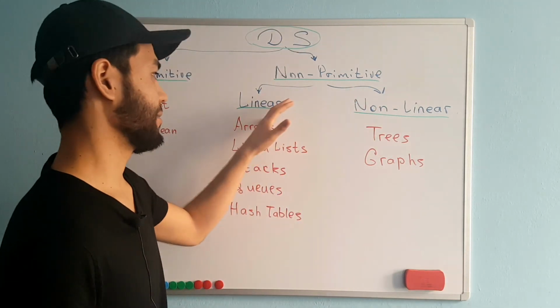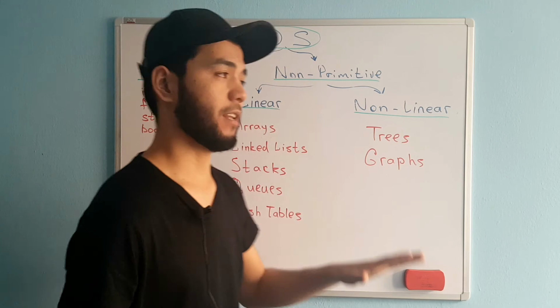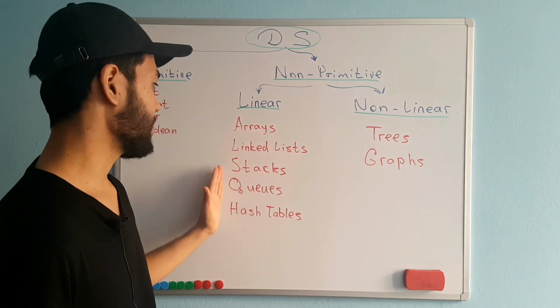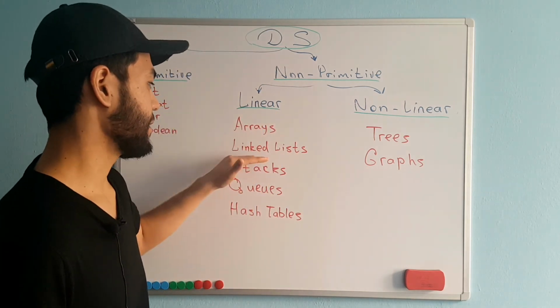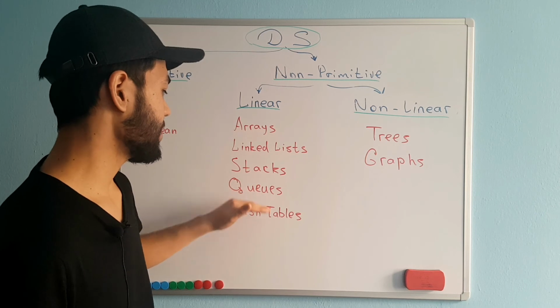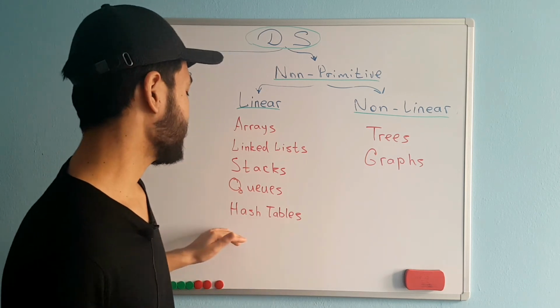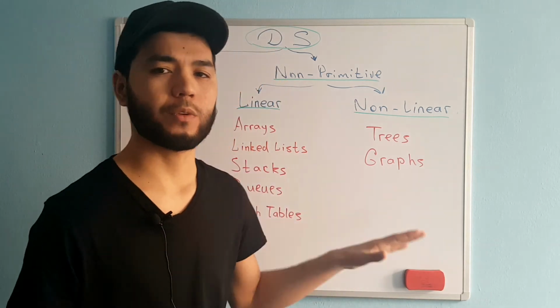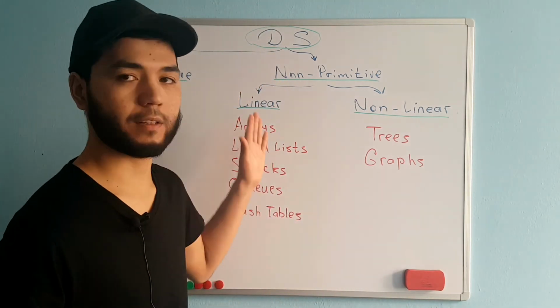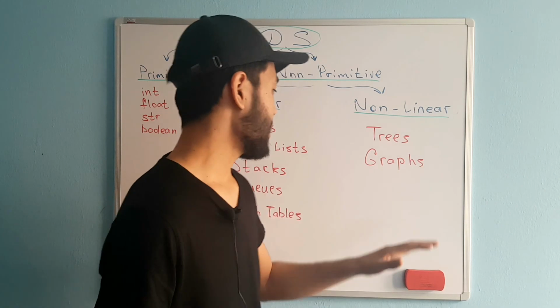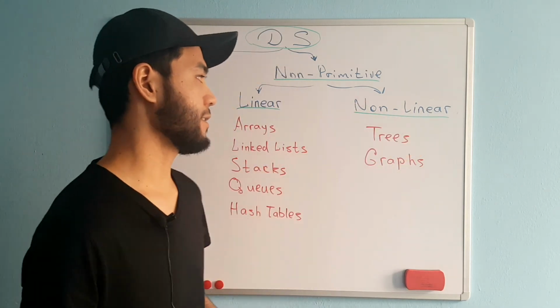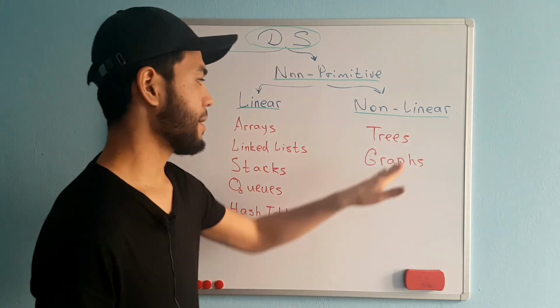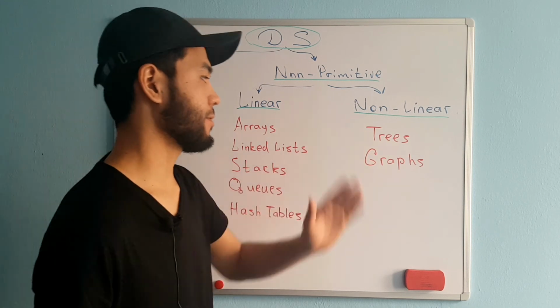In this video, we'll speak about the non-primitive data structures, which are divided into linear and non-linear. On the linear side, we have arrays, linked lists, stacks, queues, and hash tables. Hash tables can be linear or non-linear, but commonly we use them on the linear side. On the non-linear side, we have trees and graphs.